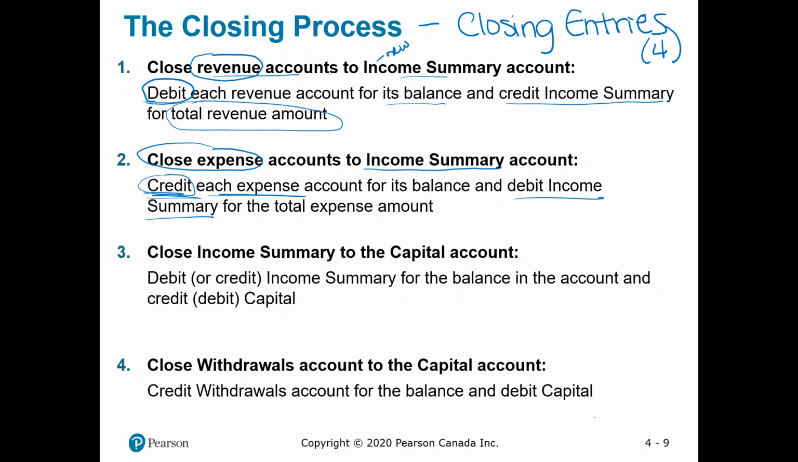Step 3 is now closing the income summary. So we've posted our revenues there and our expenses there, and now we figure out what is the balance in the income summary after entries 1 and 2, and we close that to the capital account. So again, you would say the owner's name, comma, capital. So if this was me, we would put it to D. Landry, capital.